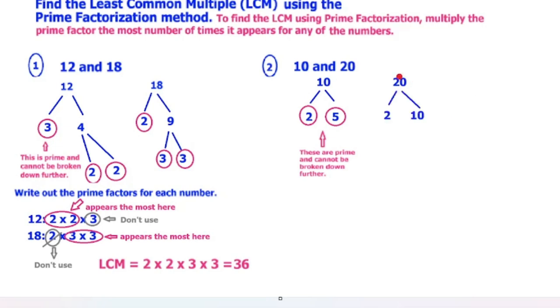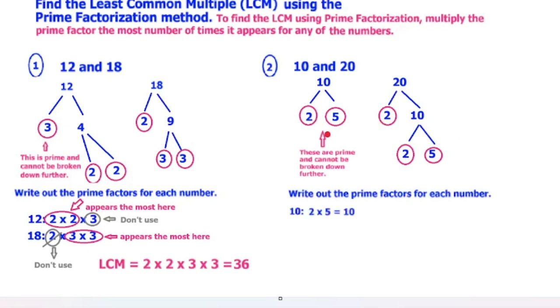20 can be broken down into 2 and 10. 2 times 10 gives you 20. 2 is prime, so that can't be broken down further, so let's focus on 10. 10 can be broken down into 2 and 5. And those are now prime. They cannot be broken down further. So now we do the same thing here. We write out the prime factors for each number.